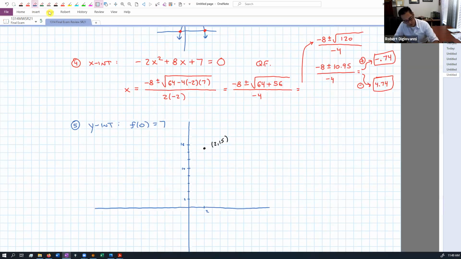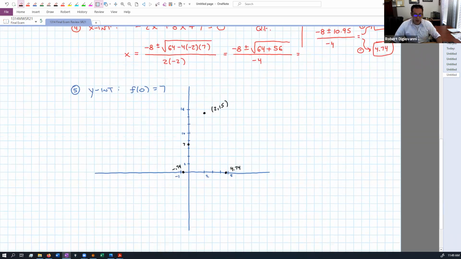And then my X-intercepts were at 4.74. So if that's 2, this is 3, that's 4, that's 5. So 4.74 will be a little bit before it. And then if this is -1, -0.74 will be about right here. And then my Y-intercept was 7. So 2, 4, 6, 7 is here.